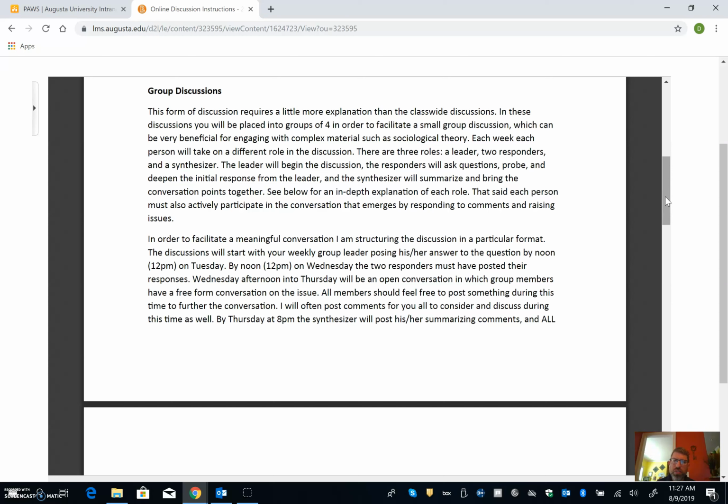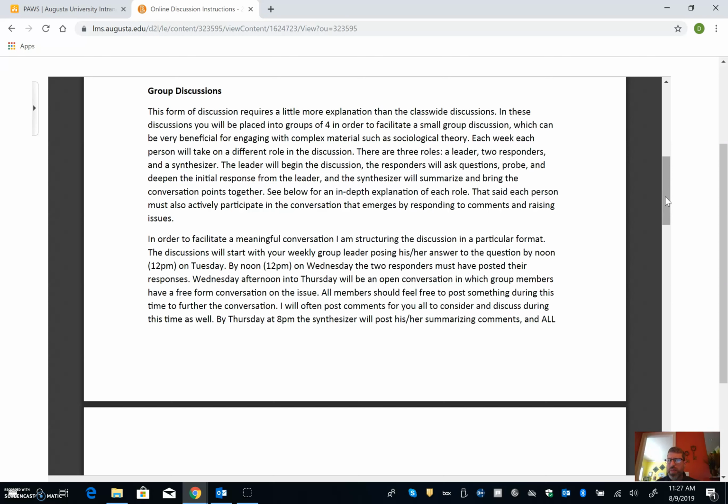There'll be a leader, there'll be 2 responders, and then there will be a synthesizer. The leader is going to start the discussion off. The responders are going to keep the discussion going. That is, they're going to ask probing questions and deepen the initial post that the leader posted. And then the synthesizer is going to come in at the back end and summarize the entire conversation and synthesize what people have said. So those are the 3 basic roles.